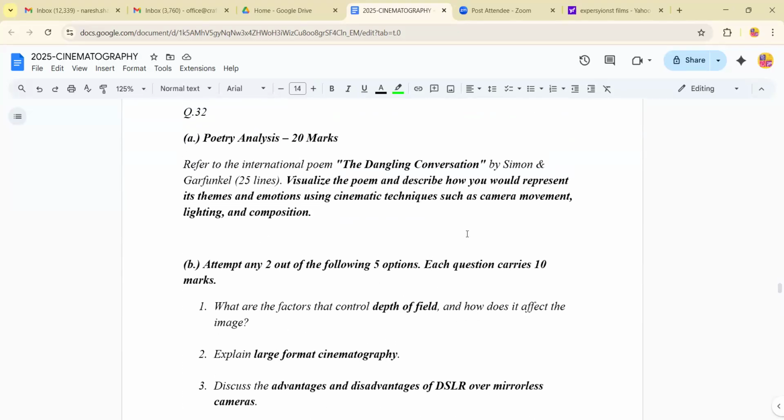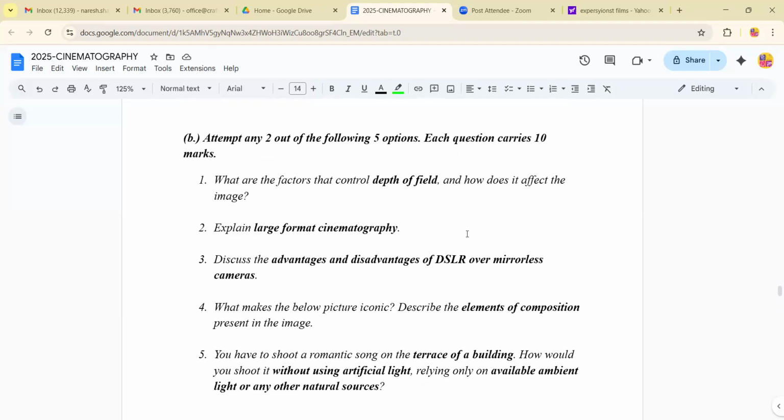Then there's question number 32. That was a must, and now you have an alternative. There was a poem given, The Dangling Conversation by Simon and Garfunkel, 25 lines. Visualize the poem and describe how you would represent its theme and emotion using cinematic techniques such as camera movement, light, and composition. A bit difficult, so people did not attempt it.